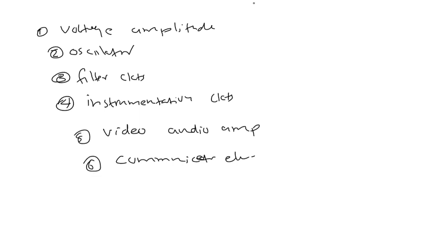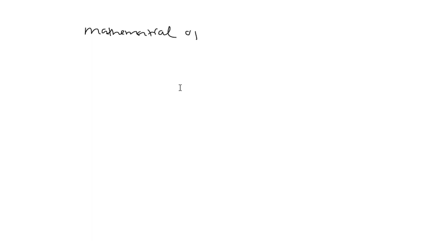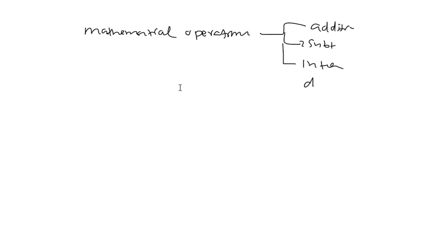Now, why is an operational amplifier called an op-amp? Because historically, operational amplifiers were designed to perform mathematical operations, such as addition, subtraction, integration, differentiation, logarithmic functions, anti-logarithmic functions, etc. Hence it is named operational amplifier.